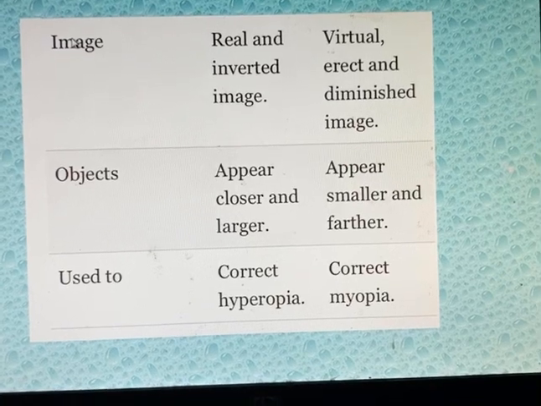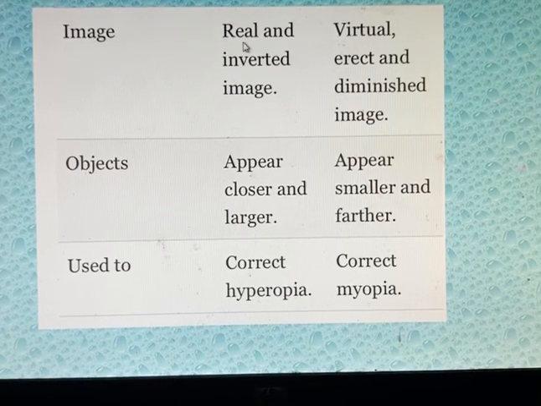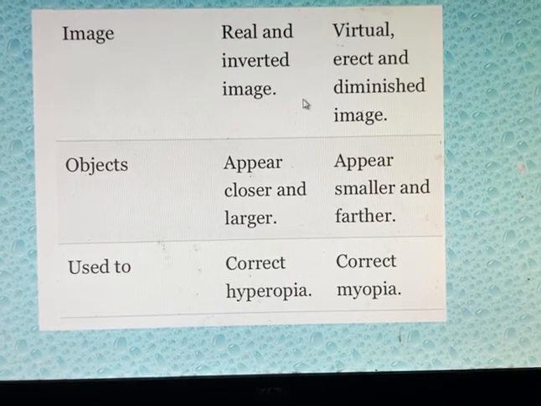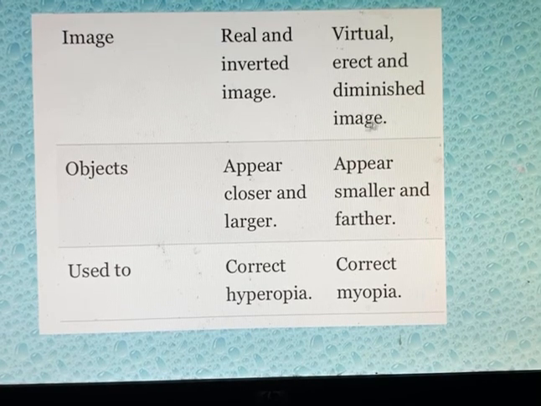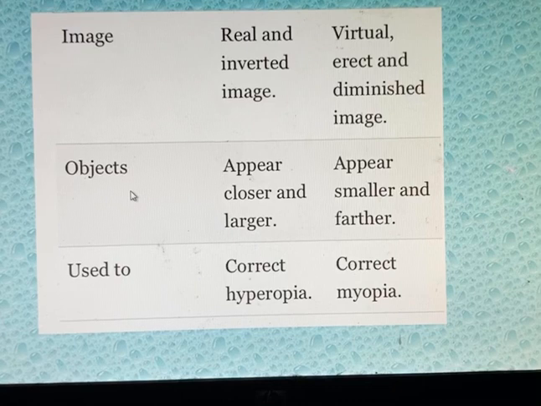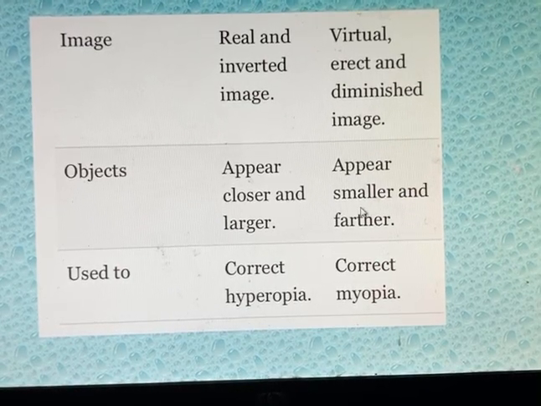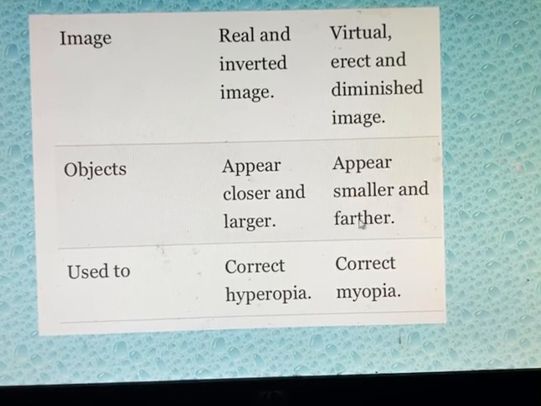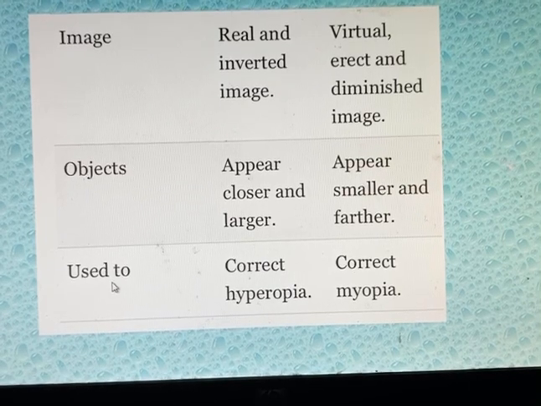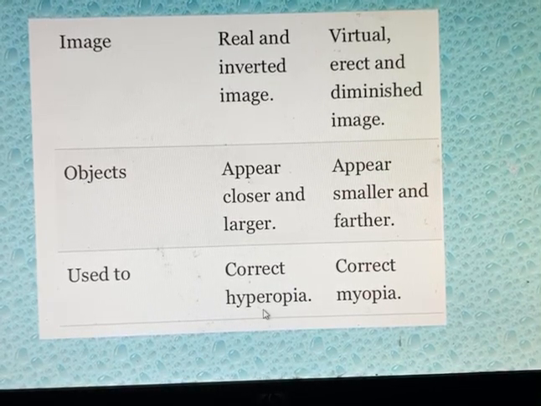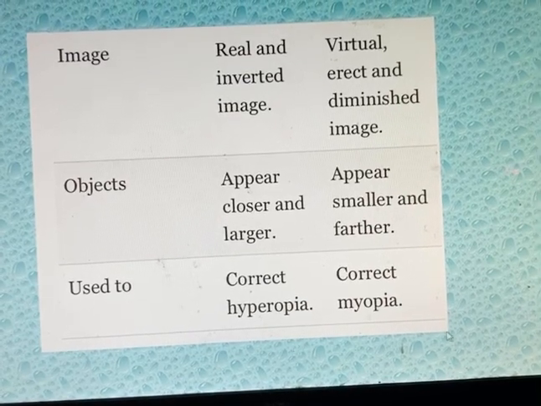There are more bases of comparison, like image. By convex lens, real and inverted images are formed, but in concave lens, virtual, erect and diminished images are formed. Objects appear closer and larger in one, and alternatively smaller and further in the other. Convex lens is used to correct hypermetropia, that means using the positive glasses or plus glasses.